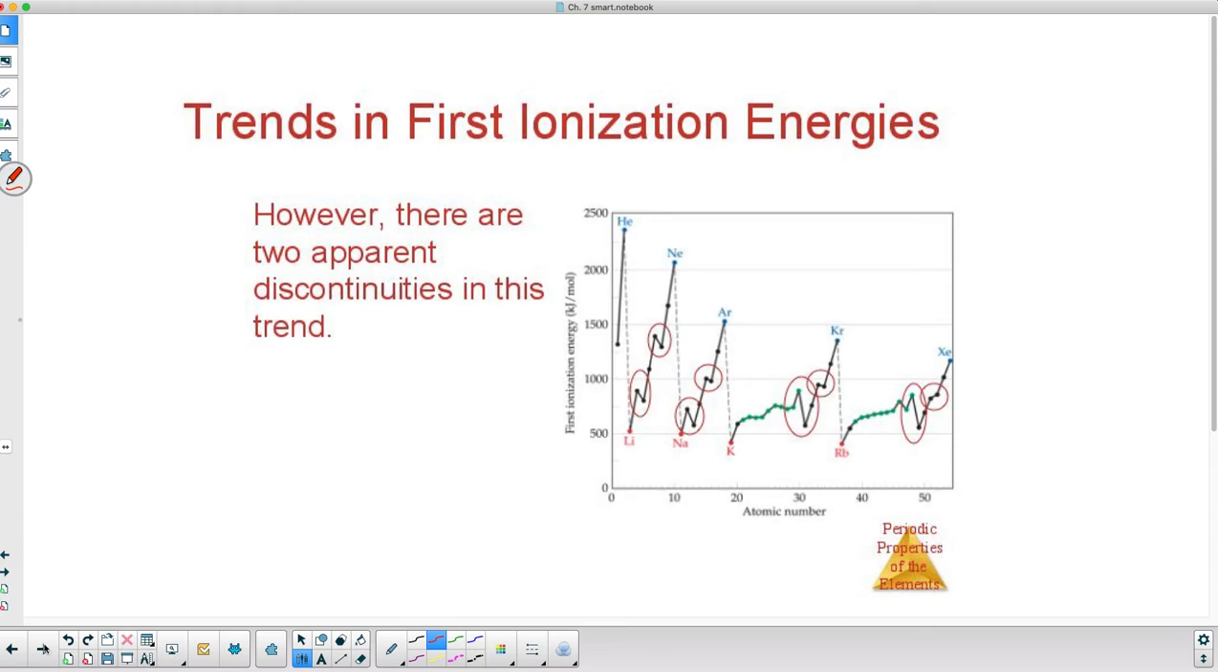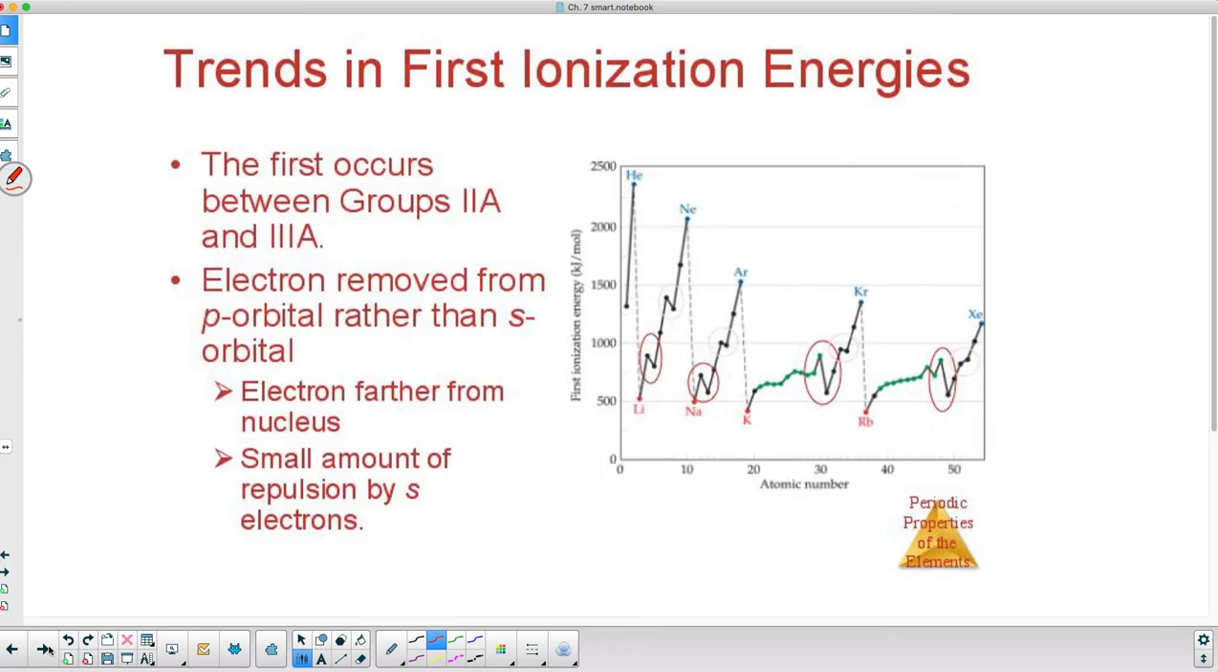So trends in the first ionization energy: however, there are two apparent discontinuities in this trend, and it happens here and it happens here. Now, why is that? Well, the first one occurs between groups 1A and 2A. The electron is removed from the p orbital rather than the s orbital. So here we remove from the p orbital as opposed to the s orbital there. That's why it doesn't follow a clear pattern.